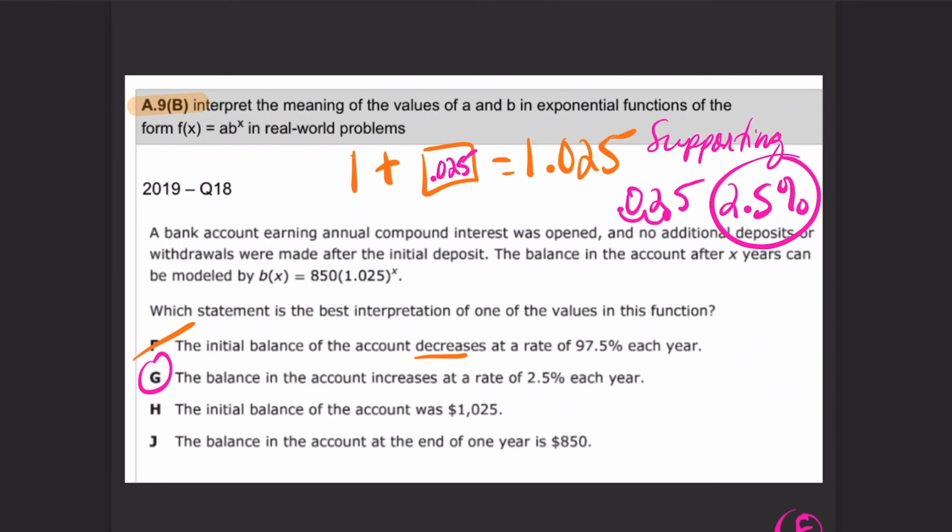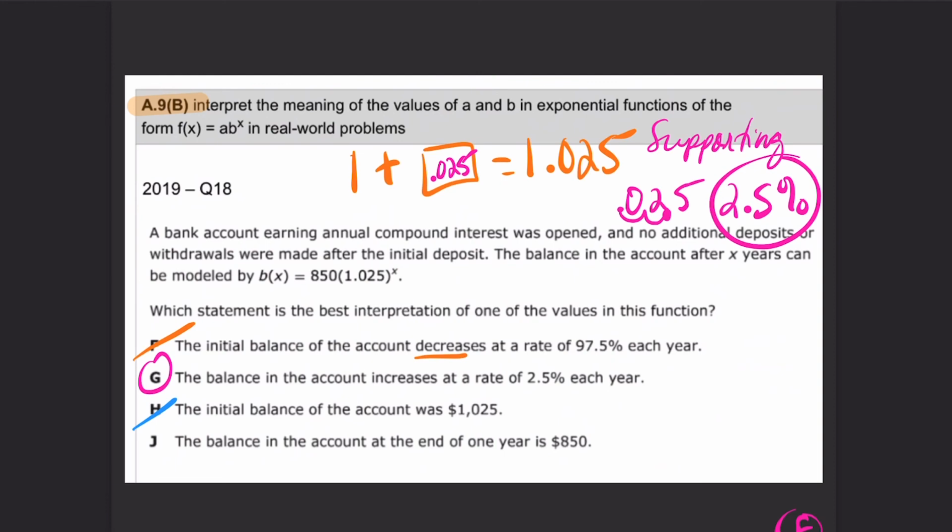Let's continue looking at H and J. H: The initial balance of the account was 1,025. Remember, the initial amount is represented by the y-intercept, which is the a, and the initial balance was $850. That's why H is not correct. J: The balance in the account at the end of 1 year is $850.